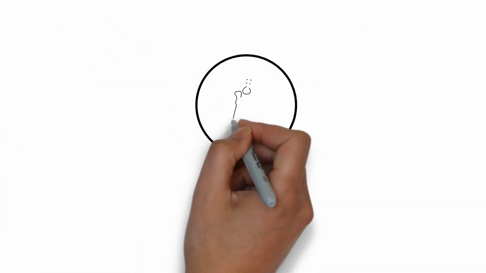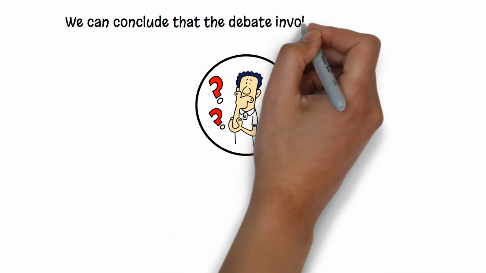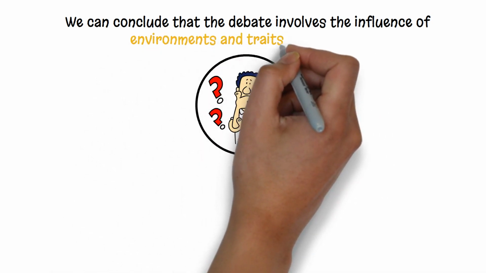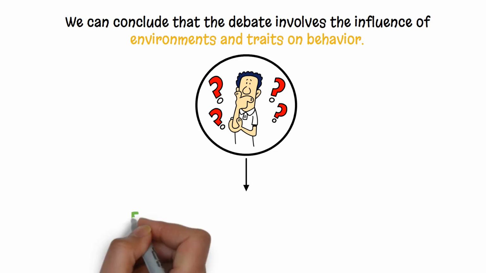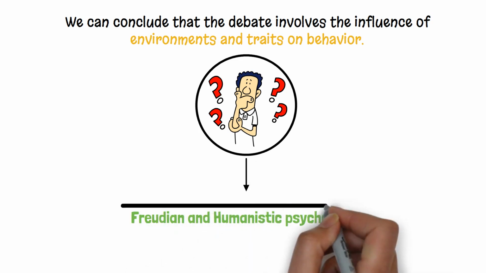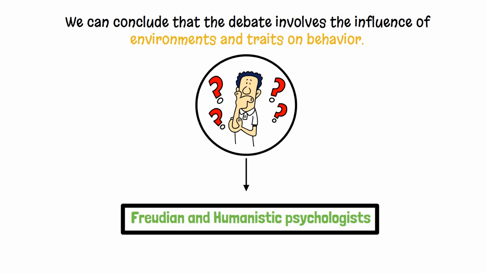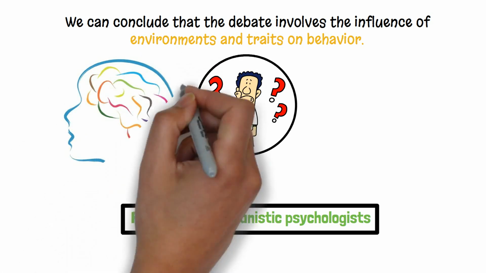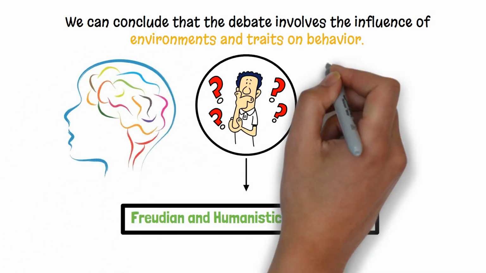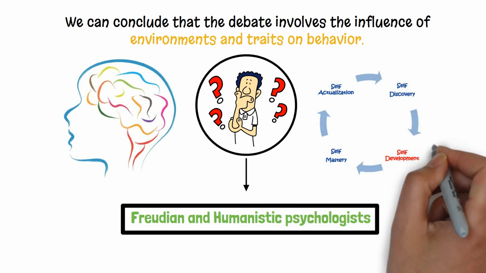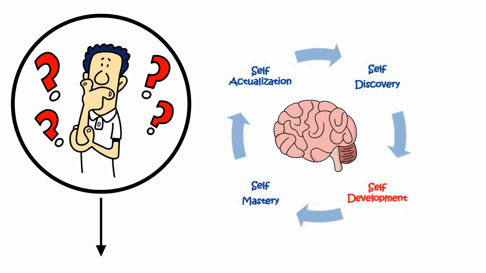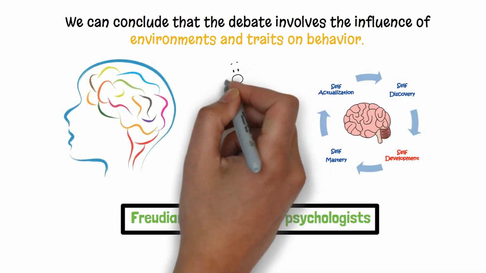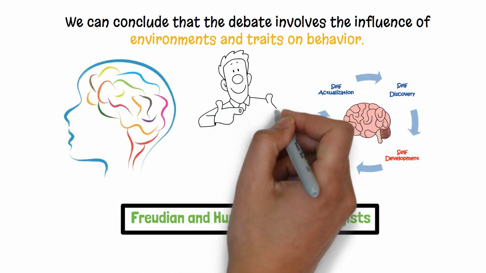So, when we look at the question about the person-situation controversy, we can conclude that the debate involves the influence of environments and traits on behavior. As for the assessment of anxiety, we see that Freudian and humanistic psychologists would approach it from different angles, with Freudians looking into unconscious processes and humanists focusing on self-concept and the growth potential of the individual. Understanding these theories gives us a broader lens through which we can understand the tapestry of the human personality and the various factors that make us who we are.